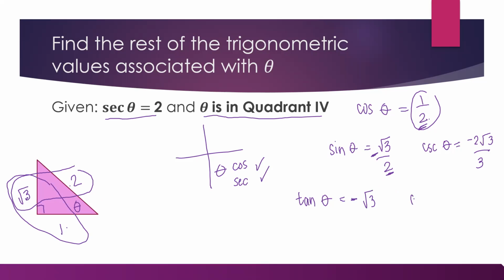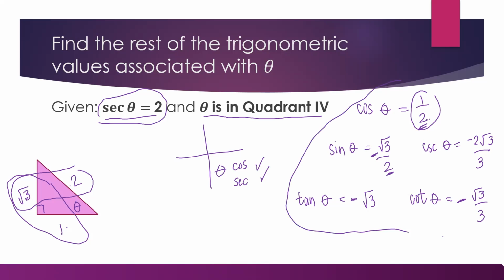And then, si cotangent is the reciprocal. That will be 1 over square root of 3 or square root of 3 over 3. Yan yung numerical value. Pero dahil fourth quadrant, negative. Okay? So, ayun yung ating "tell me who you are and I'll tell you who your friends are."